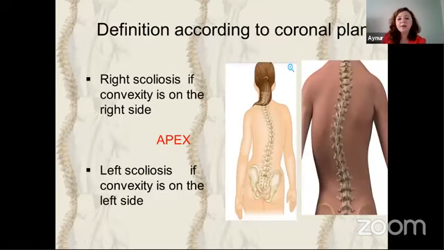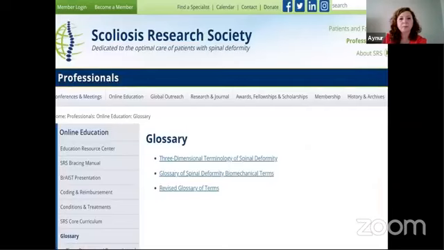We define it according to the coronal plane. According to the apex, we name it. If convexity is on the right side, we call this right scoliosis. If convexity is on the left side, we call it left scoliosis. Apex is the convexity side.